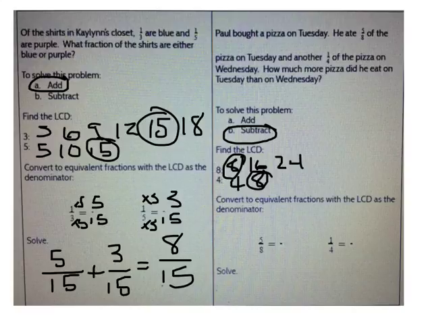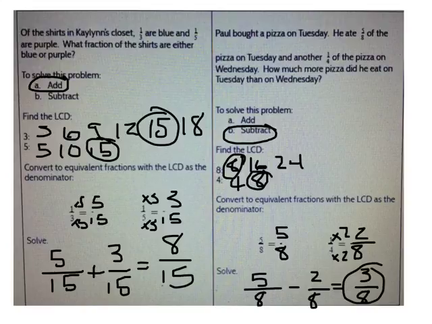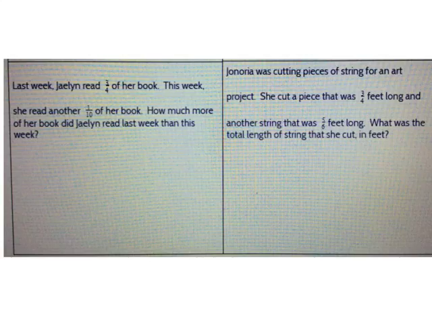Now I need to change each fraction so that the denominator is 8. 5/8 already has a denominator of 8. What is 1/4 when the denominator is 8? 1/4 is equal to 2/8. 4 times 2 is 8, and 1 times 2 is 2. Now I can solve by subtracting the new fractions. What's 5/8 minus 2/8? It's 3/8. Paul ate 3/8 more of the pizza on Tuesday than on Wednesday. Now try 2 on your own.